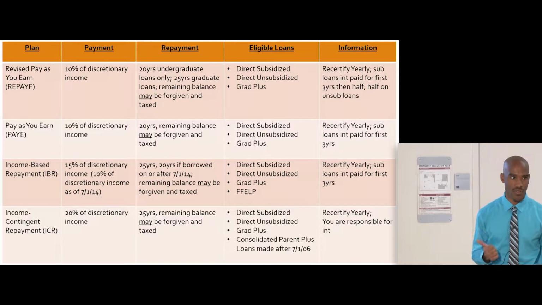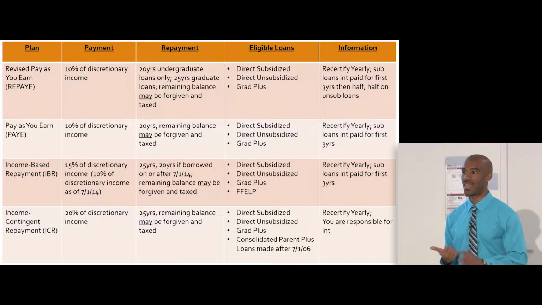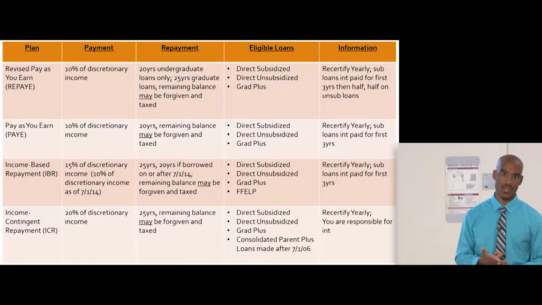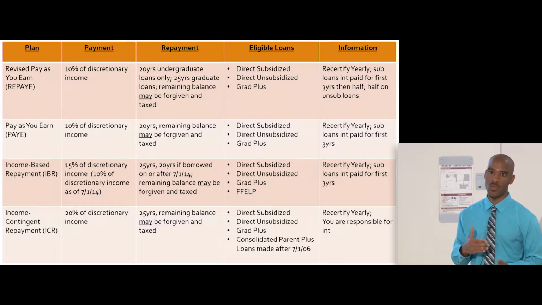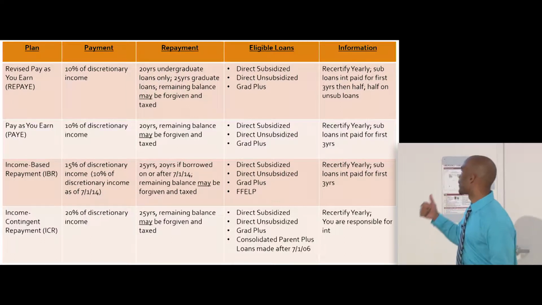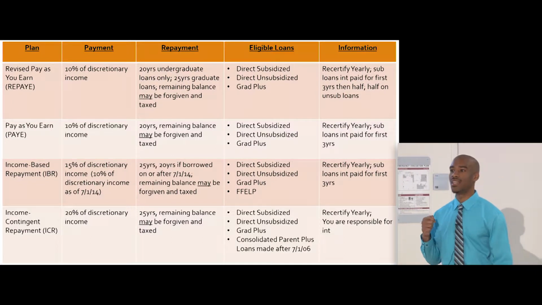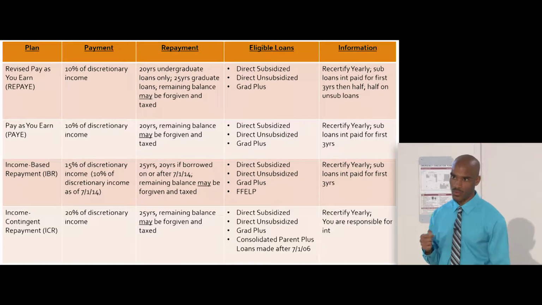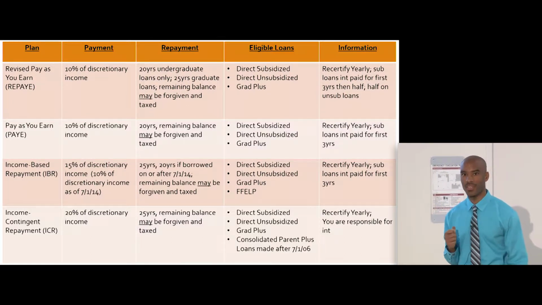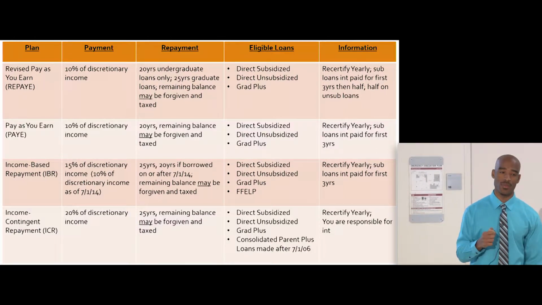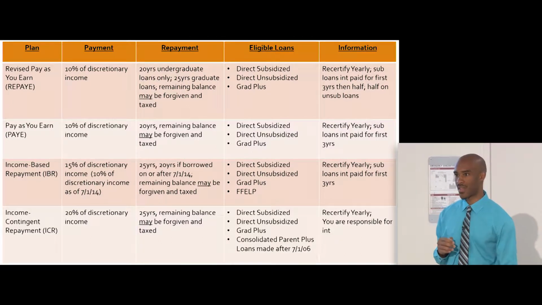And you do have to recertify for your income-driven repayment plans. All of them, you have to recertify yearly. What that means is that you have to send in your proof of income, and you do have to send in your family size. And based on that information, they will give you a monthly payment. Also, for your REPAYE plan, for the first 3 years, the government will satisfy the interest that accrues on your subsidized loans. After those 3 years, the government will satisfy half of the interest that accrues. As far as your unsubsidized loans, while you are on the plan, half of your interest will be satisfied.